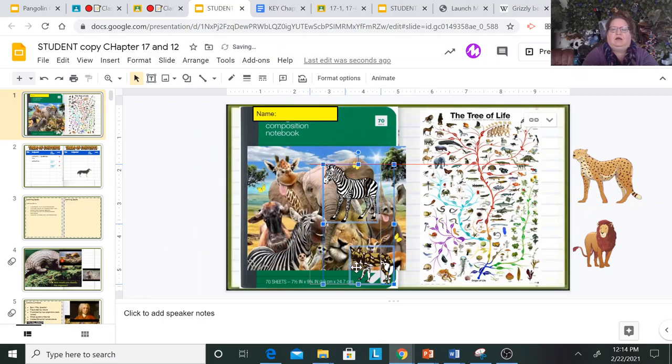And so what we're going to start with is the tree of life, and how we classify animals. The tree of life is showing you our current way of classifying it. And so how do we get to this spot? That is going to be our learning goals for today.